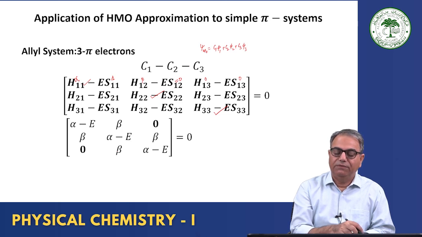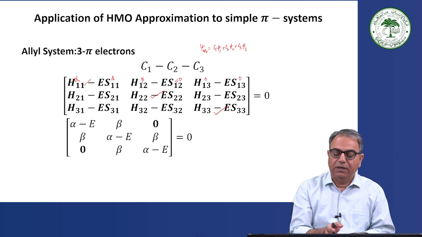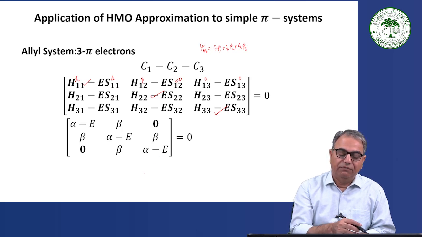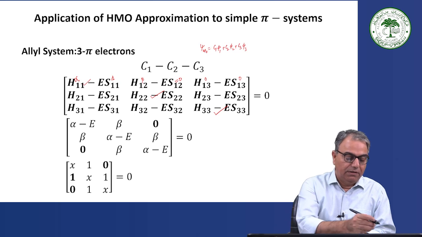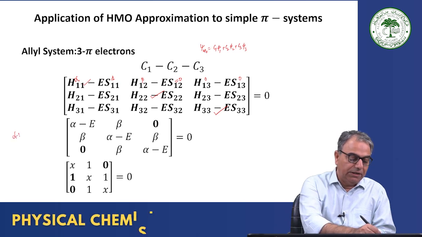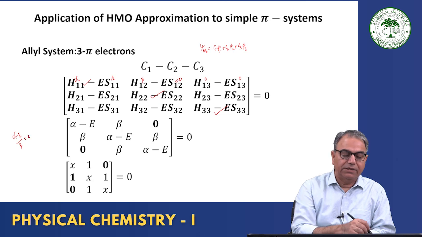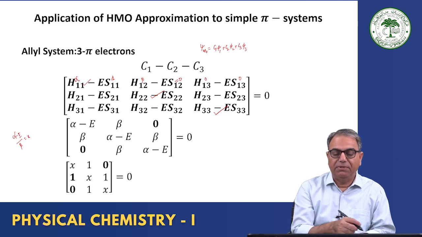H32 will be beta because S32 will be equal to 0, so you will have beta only, and H33 again will be alpha minus E. As we did previously, we divide each term by beta, and we said that alpha minus E divided by beta is equal to x. So if you do that, alpha minus E divided by beta is equal to x, and you divide each term by beta.